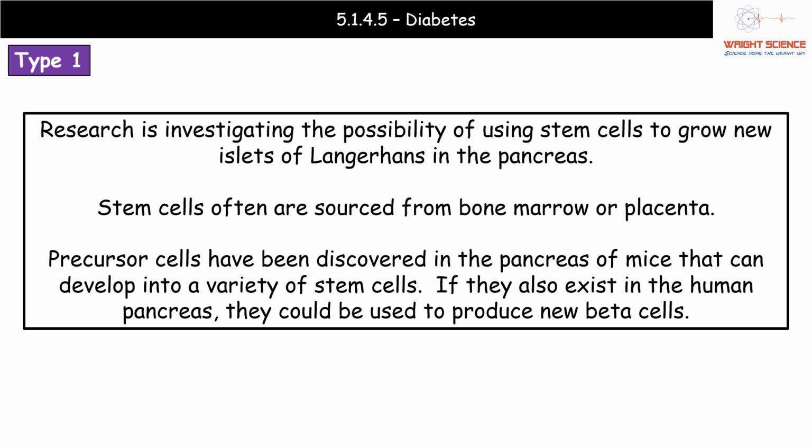Those precursor cells can be developed into a variety of stem cells. So what they're currently looking at is, do those same precursor cells exist in the human pancreas? If so, could we use them to produce new beta cells? Because if the answer is yes, then we can use these stem cells to reform those beta cells that have been lost and hopefully cure diabetes, which would be fabulous.